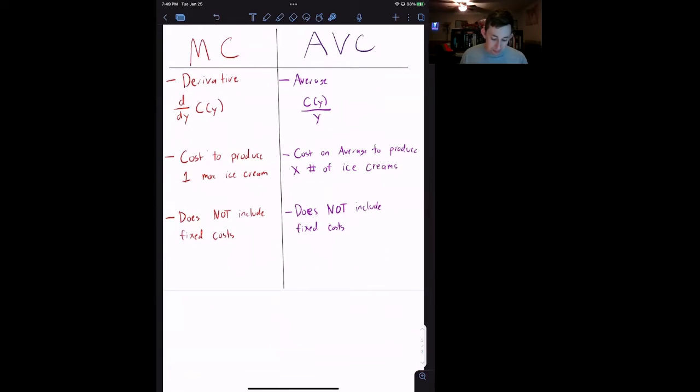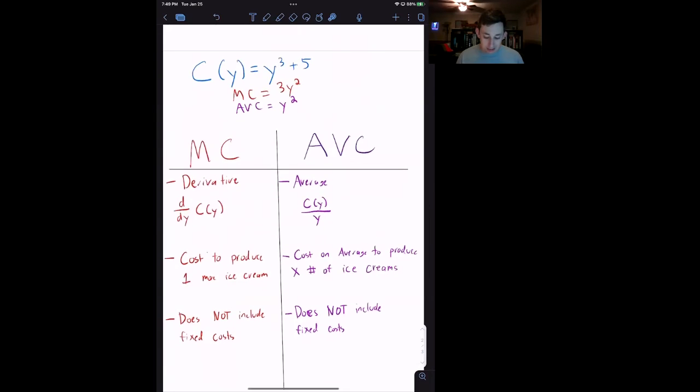Now, let's put together a nice little table to talk about the differences and some similarities between marginal cost and average variable cost. The biggest difference, which we just saw in terms of calculating both of these cost functions, is the fact that marginal cost is a derivative. It's calculated as d/dy of cost, or c of y, whereas the average variable cost is defined as the cost of y divided by y. So although the answers came out very similarly, the way we got to each of those functions is fundamentally different. One is a derivative and one is an average.